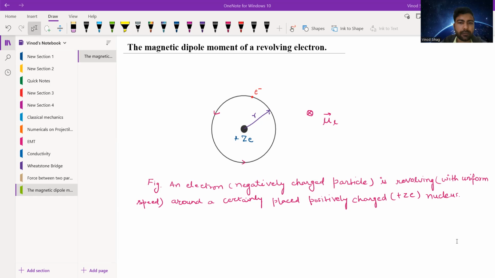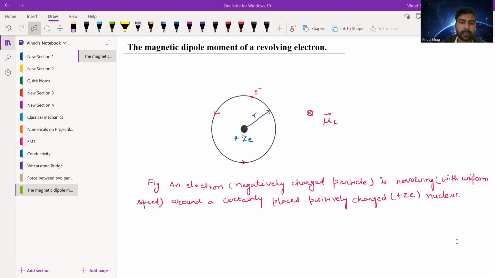Okay, so if the direction of motion of the electron is anti-clockwise, then obviously we know that if it is moving with constant speed, it will produce a current, and the direction of that current will be clockwise, because the direction of current is always opposite to the direction of electrons. So here it will be clockwise. So there will be a clockwise current due to the motion of the electron.